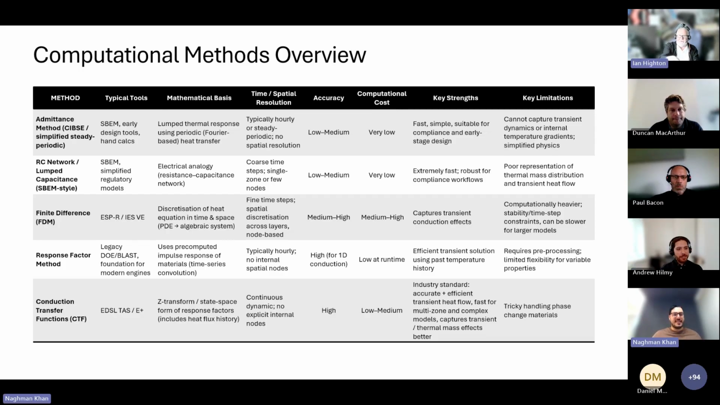Yeah. So this was just a quick overview of the computational methods that Ian was talking to in the previous slides. You can see the method here, and this is our opinion of some of the key strengths around accuracy, computational cost, limitations as well. So what Ian was saying is conduction transfer functions down here. This is where EDSL TAS is. And what's interesting is, Ian, a couple of questions have come in. They do exactly the same thing. So a couple of questions have come in.